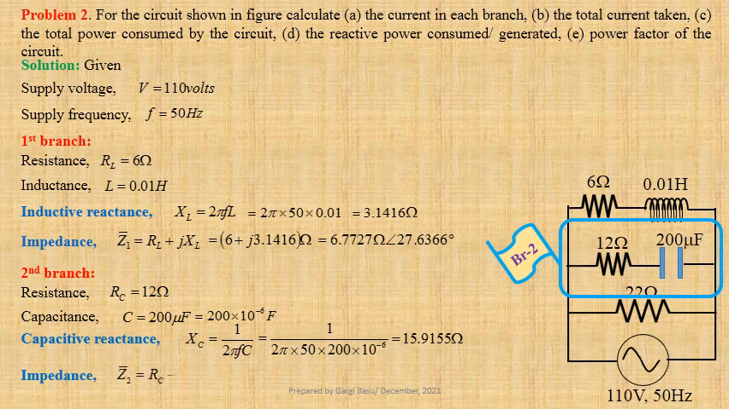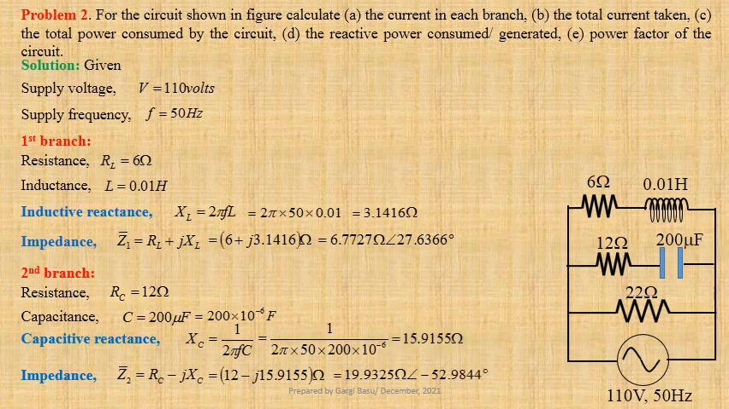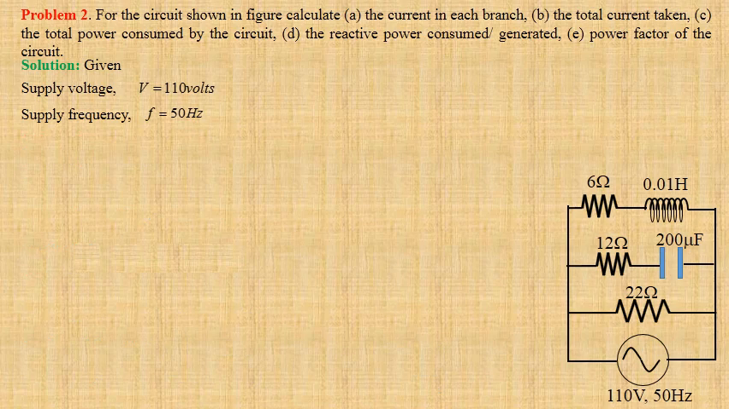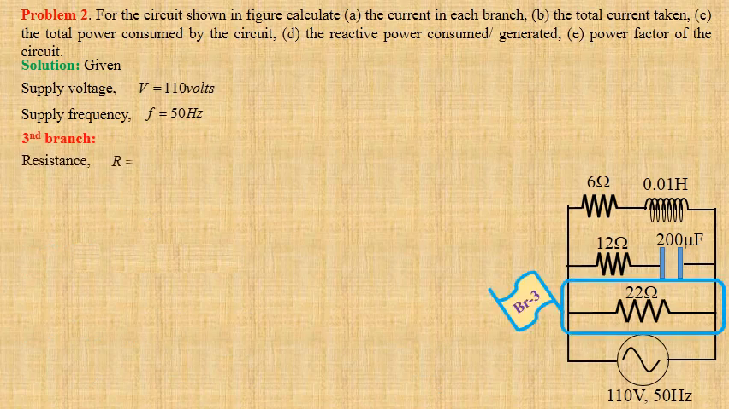Now we shall calculate complex impedance of the second branch. Z2 equals RC minus jXC, that is equal to 12 minus j 15.9155 ohm. This may be written in polar form as 19.9325 ohm at an angle minus 52.9844 degree.